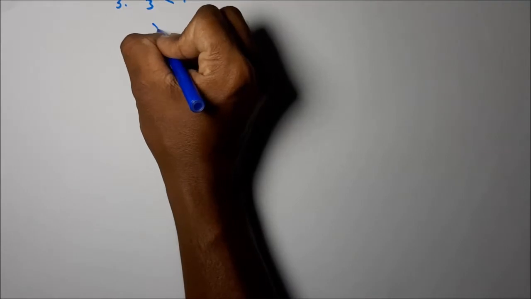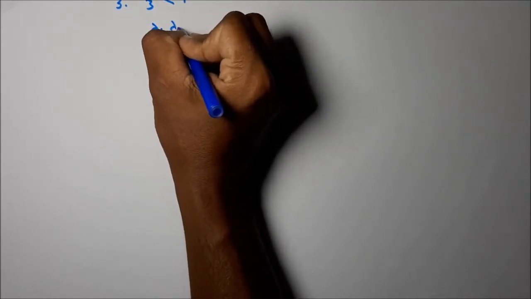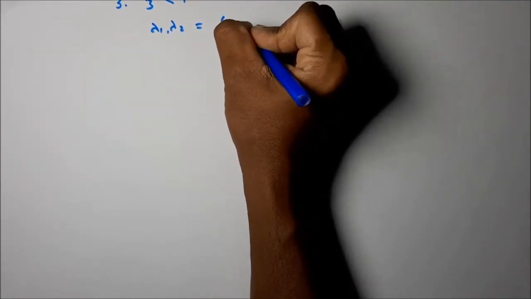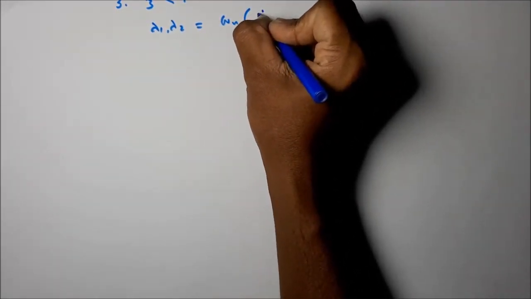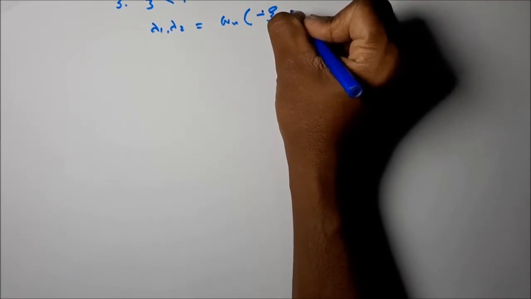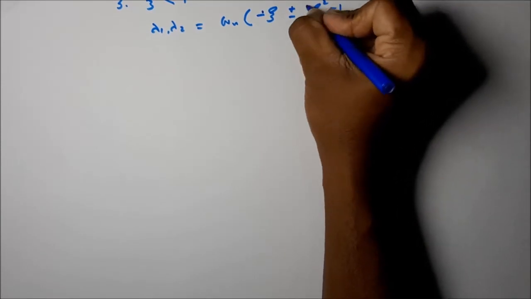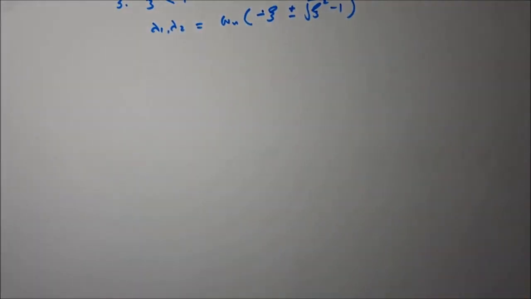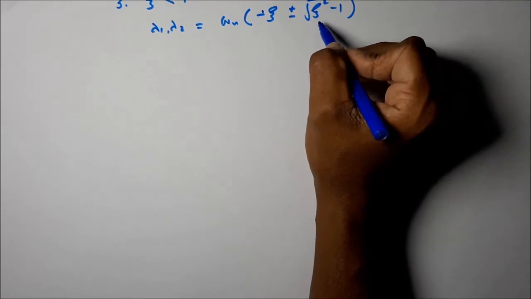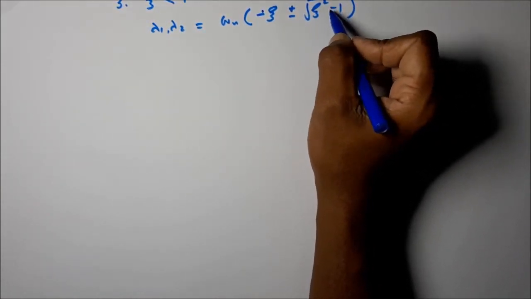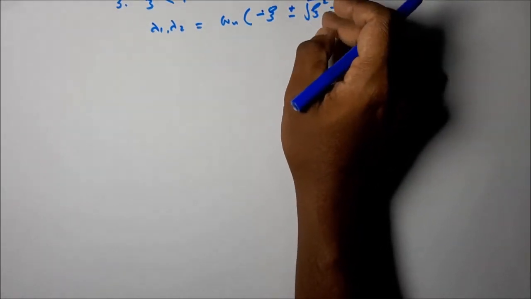So what are the roots we are having? Lambda 1 and lambda 2 are equal to omega n times minus theta plus or minus the square root of theta square minus 1. If theta is less than 1, this term has a negative value. That means it becomes imaginary.